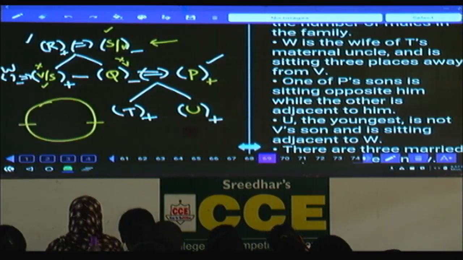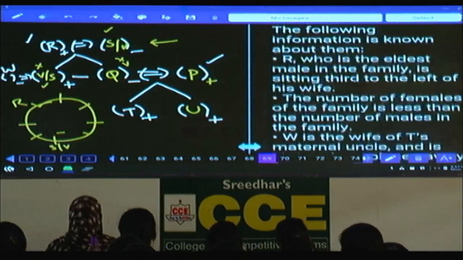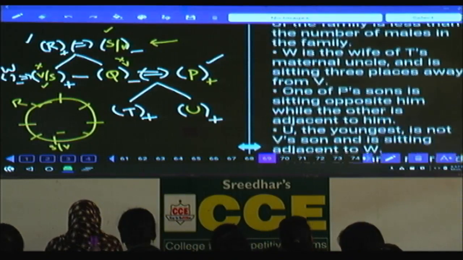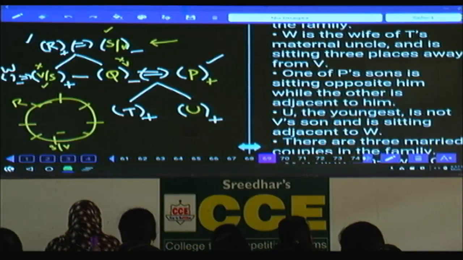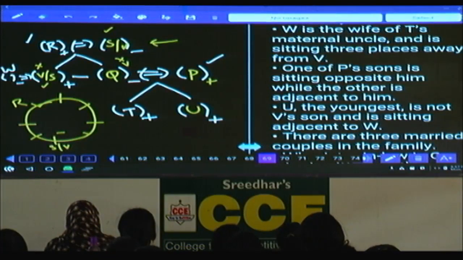8 persons seated around a circular table, out of which this person is R's wife. R's wife can be either S or V, and R sits to the left of his wife. W is the wife of T's maternal uncle and is sitting 3 places from V. Now W is 3 places from V, 1, 2, 3. W is 3 places from V, isn't it?